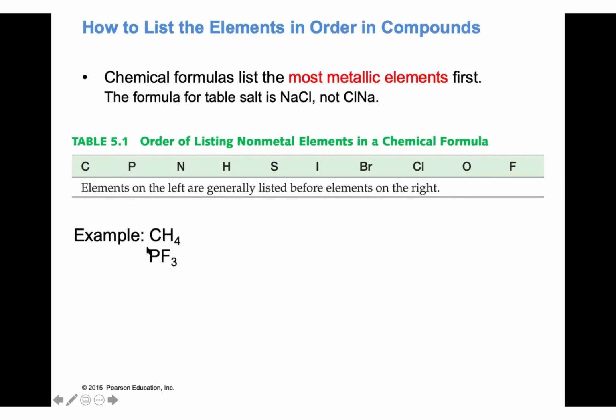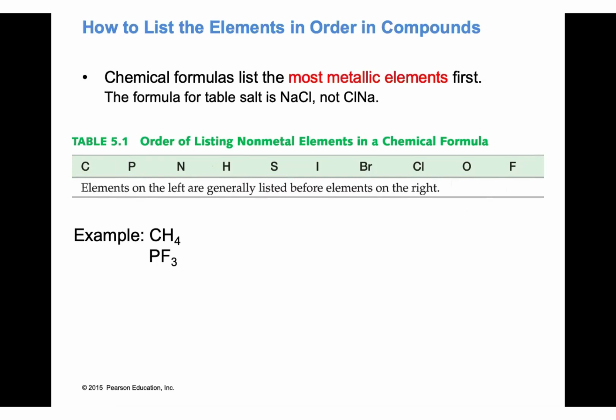So let's do an example. For example, CH4: C is on the left side, so it has a more metallic character compared to hydrogen, because from left to right of this table, metallic character decreases. What about PF3? P has more metallic character because P is on the left side of this table compared to fluorine.